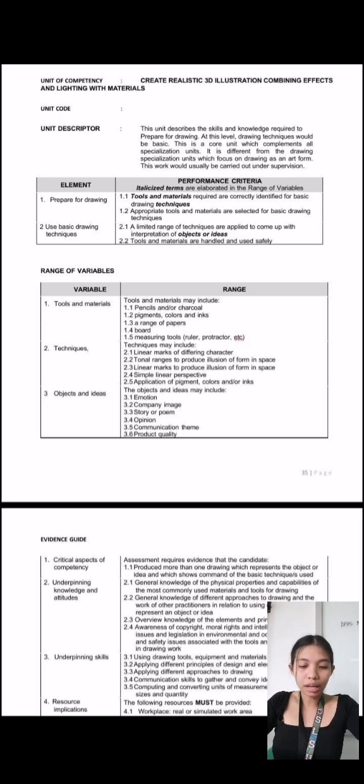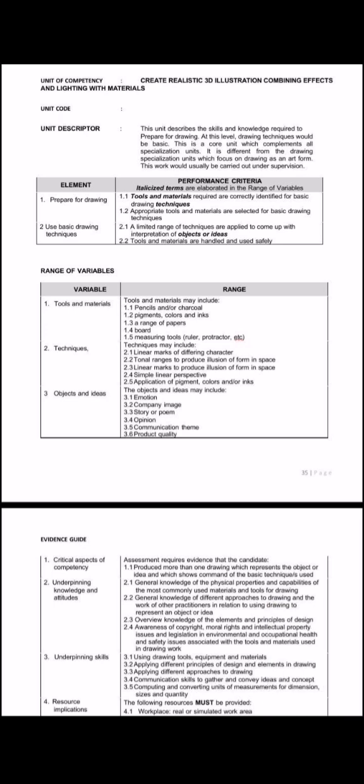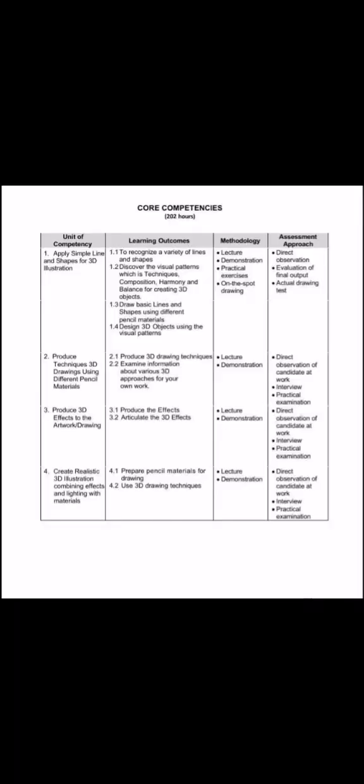Let's discuss the element. We have two. Number 1 is prepare for drawing, and number 2 is use basic drawing techniques. Let's proceed to range of variables. Variable 1, tools and materials. Number 2, techniques. Number 3, objects and ideas. So here are the 4 units of competency and their learning outcomes, as well as the methodology and assessment approach used in each competency.